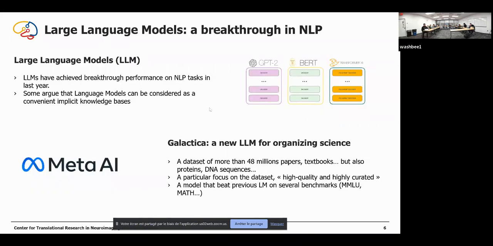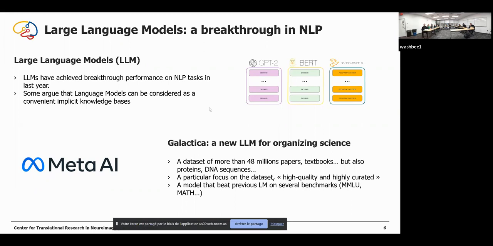So in parallel, during the last years, we have seen a breakthrough in natural language processing with large language models. They were able to achieve breakthrough performances on different NLP tasks. And some people argue that those models, with their huge matrices and weights, can be considered a convenient implicit knowledge base. So the Meta AI team tried to implement this solution, and they proposed Galactica, which is a large language model for organizing science.